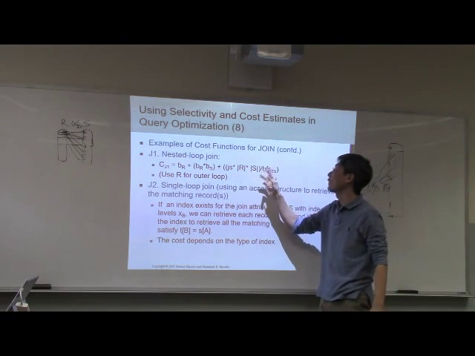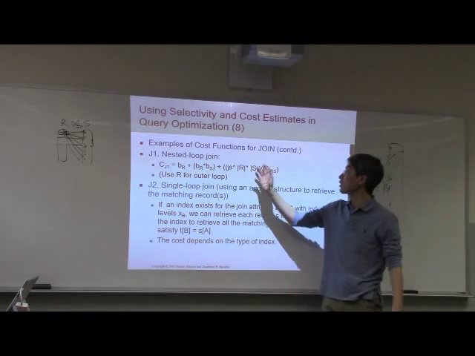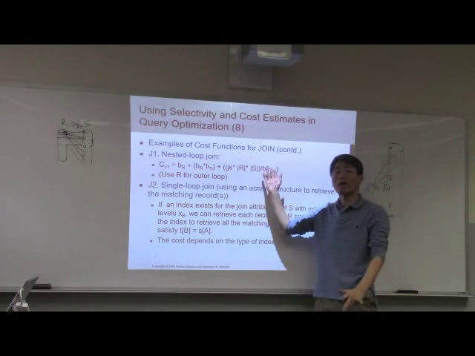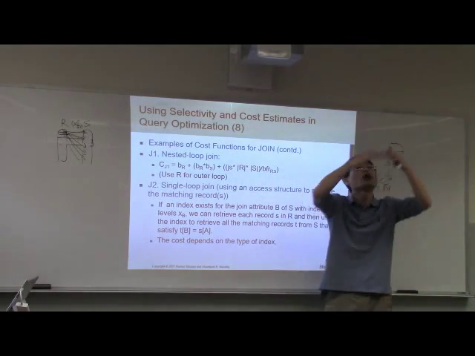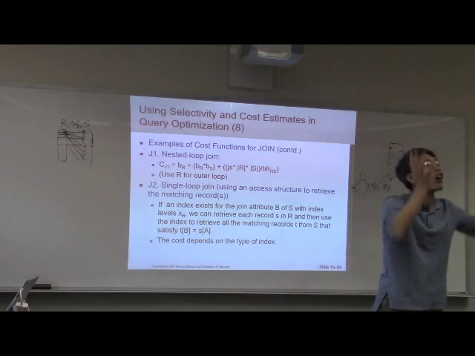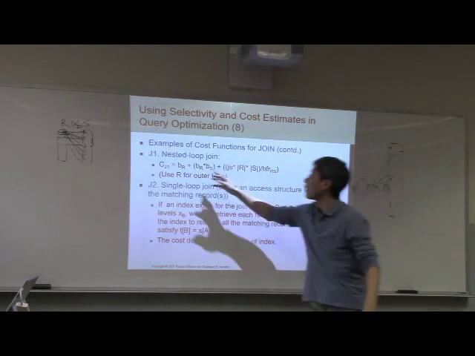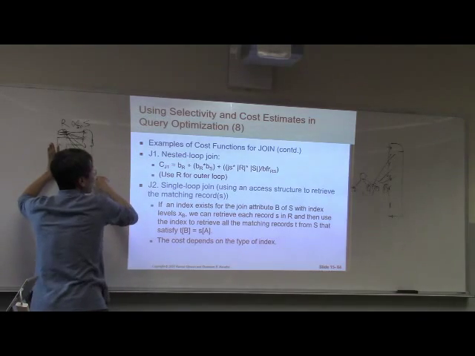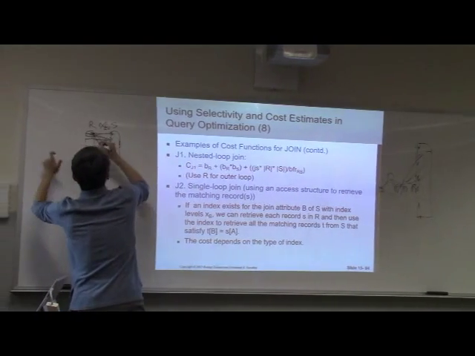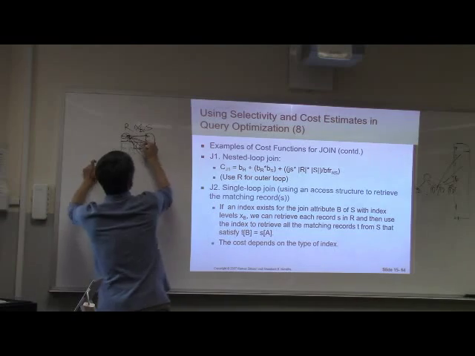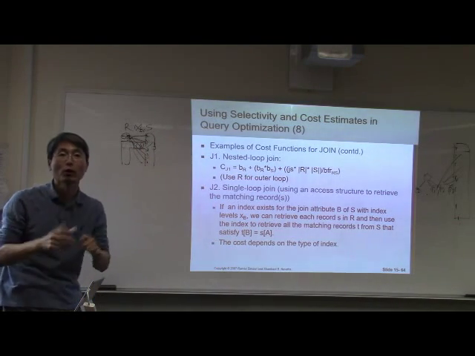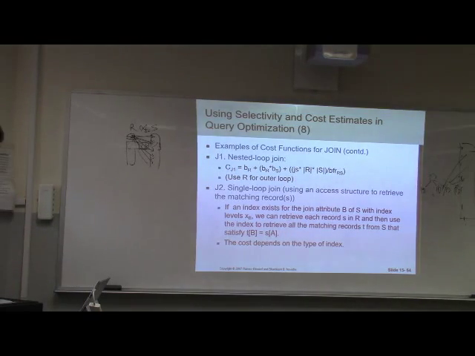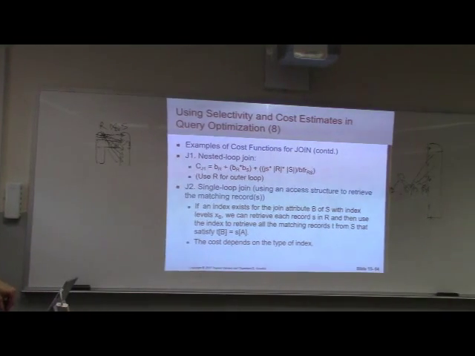Then divide by the blocking factor, because it's a number of matched records. This gives the number of joined blocks. So simply, this one is the left hand side, this is the right hand side, how many times, and this one is the matched data kept as the joined data records. So this is the nested loop join.